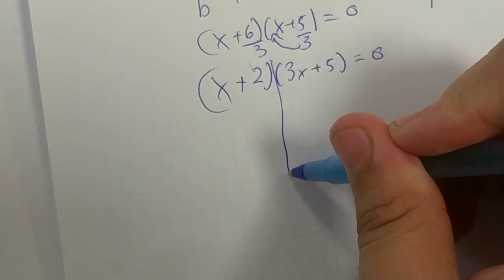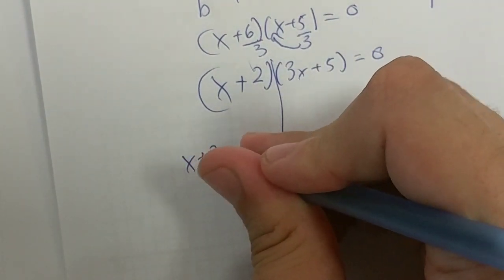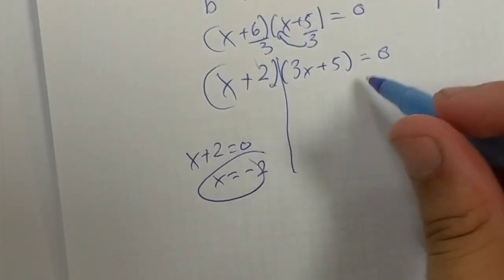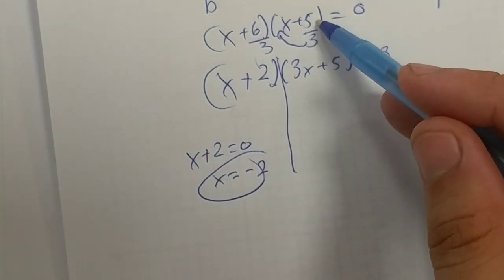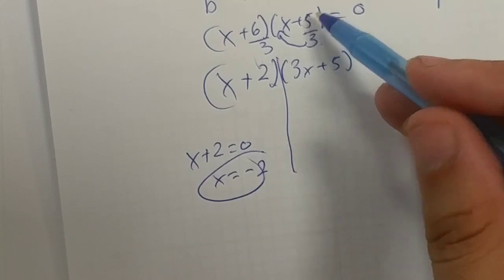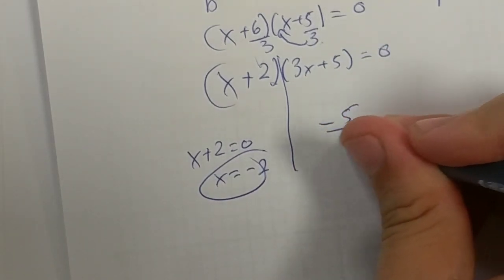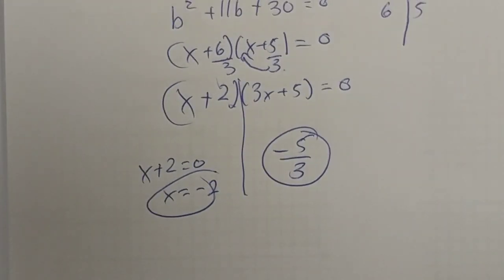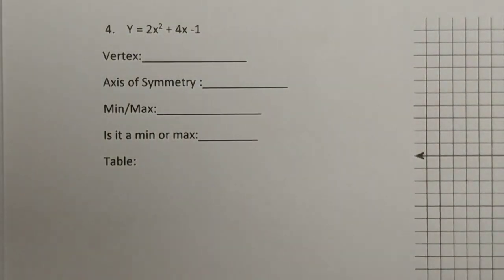Split and solve. X plus 2 equals 0. That's x equals negative 2. I forgot my own trick. I should have just done that. Here's my trick here. It was 5/3 here. So it's going to be negative 5 over 3 here. So your answers are negative 2 and negative 5 over 3.